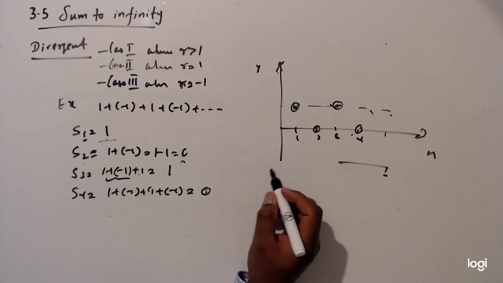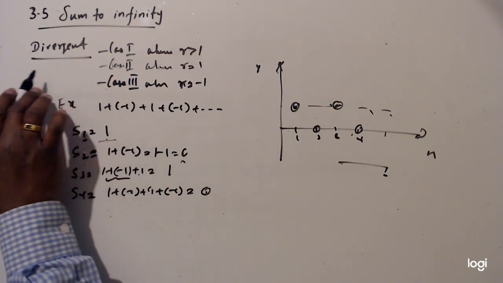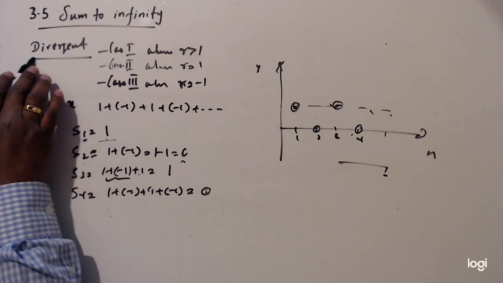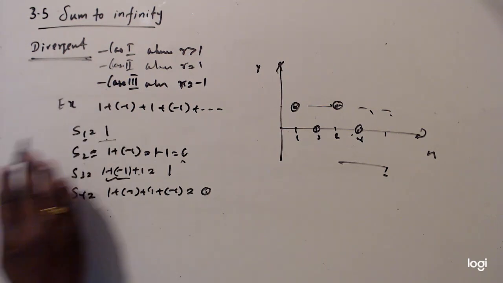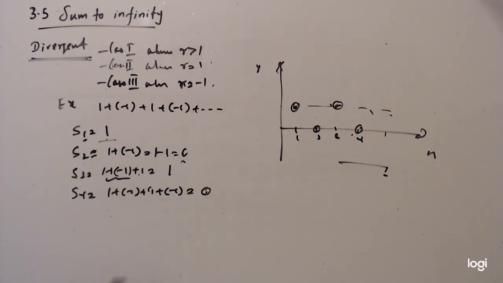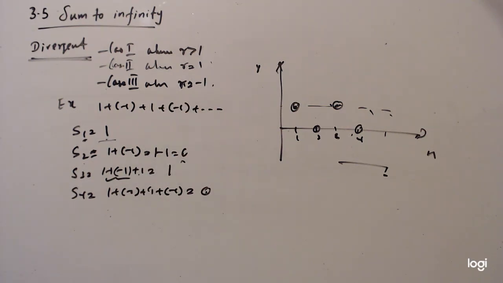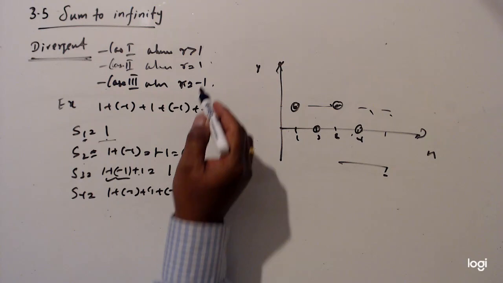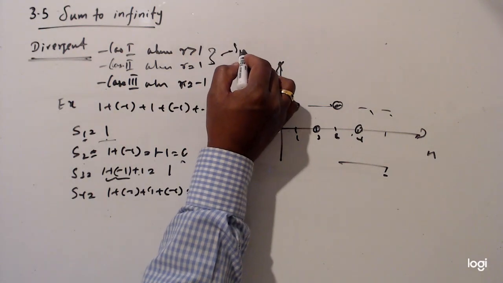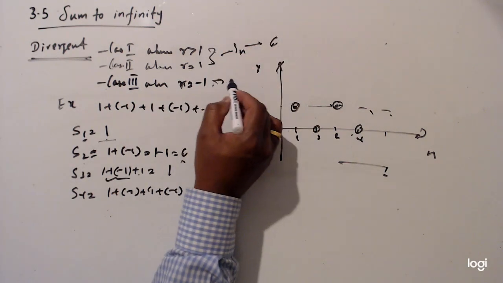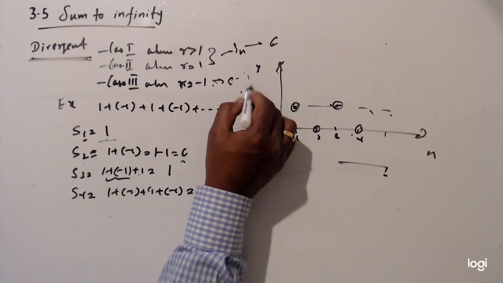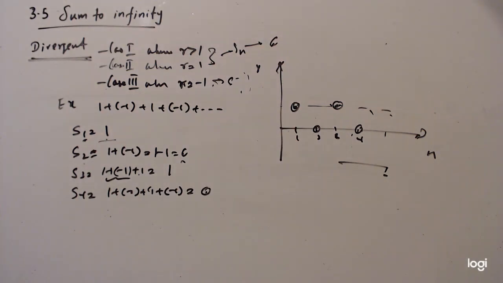So since there is no limiting value, we call the graph divergent. So in all these cases there is no limiting value, because in both cases the Sn goes to infinity. In this case, Sn is bouncing between 0 and 1, and there is no limiting value.